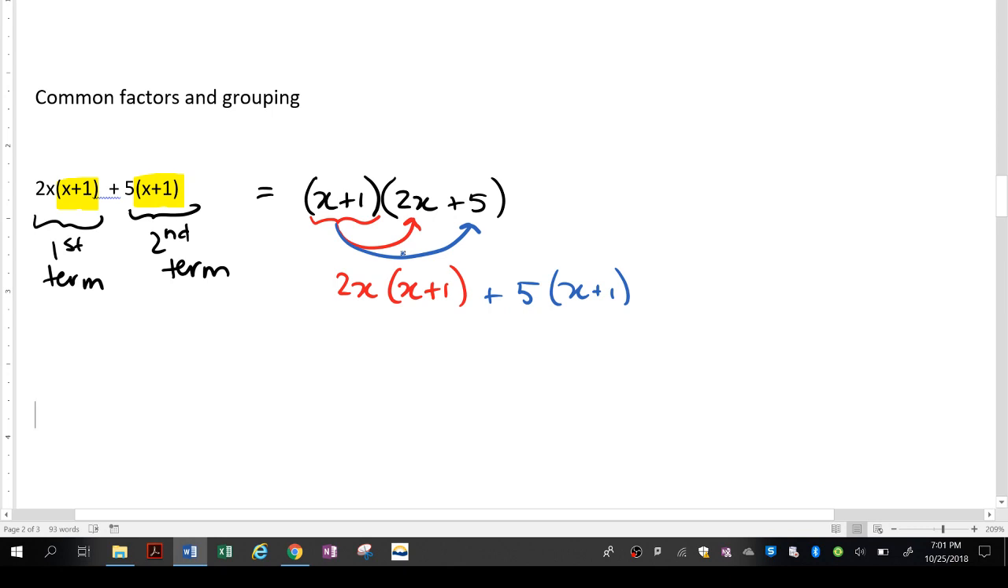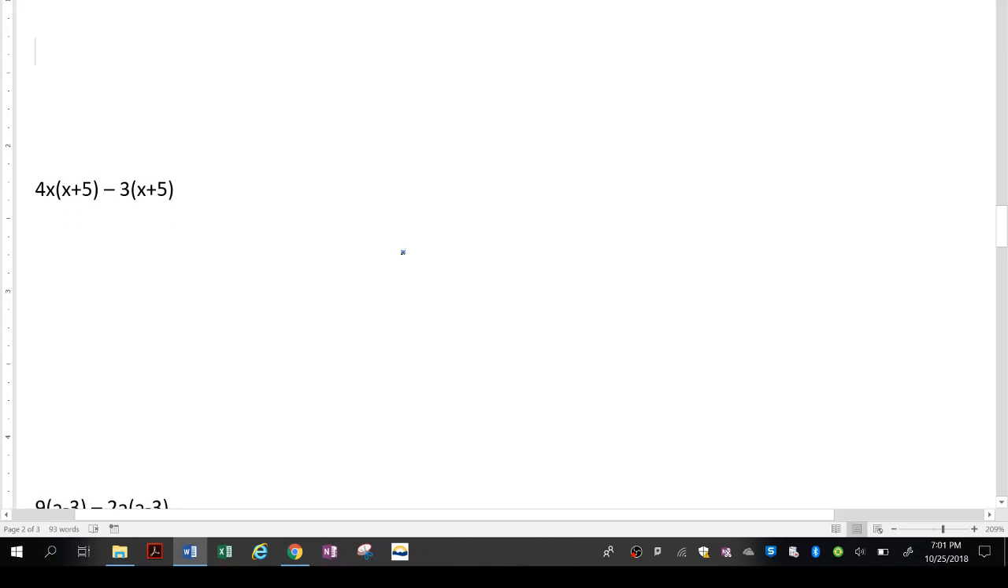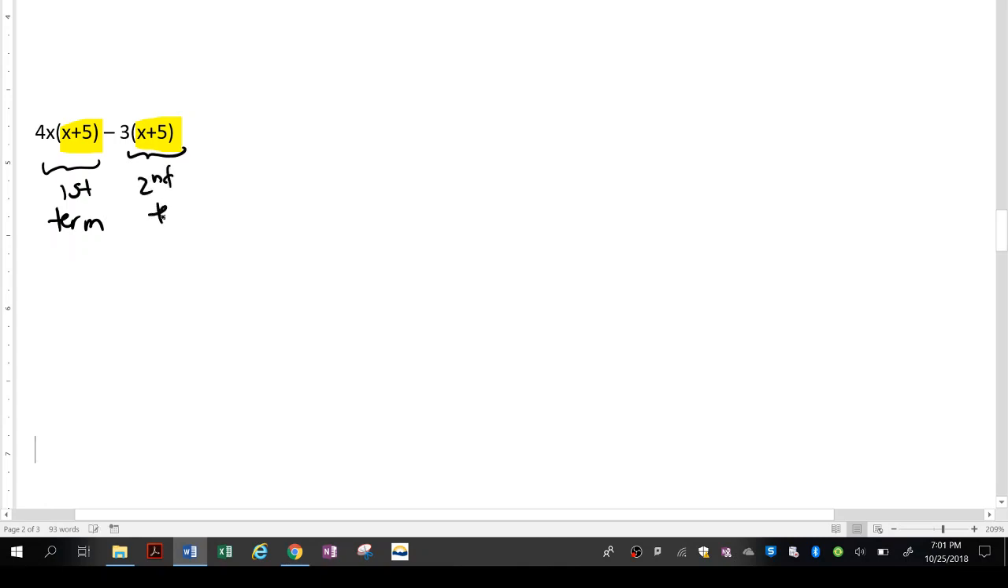Let's look at one more example of that, and then we're going to look at grouping. In this example here, we have 4x times x plus 5 minus 3 times x plus 5. So you'll notice that x plus 5 is the common term between these two terms, common factor. So again, this is our first term, this is our second term, and x plus 5 is common to both.